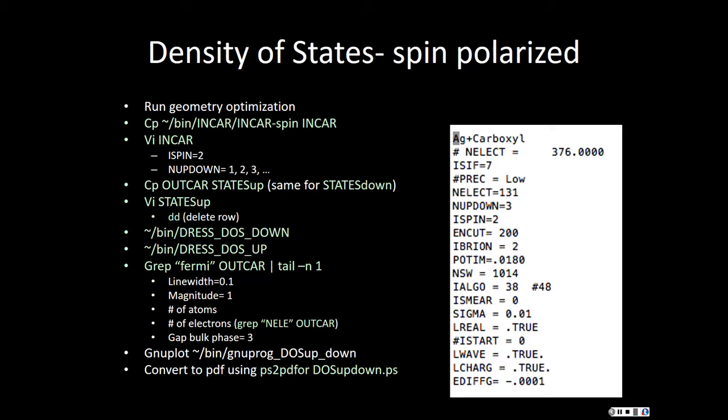So on the INCAR file, you see on the right-hand side, the main point here is ISPIN equal to 2. I'm not positive on this, but ISPIN of 1 would be no, and 2 is yes. Is that correct? Okay. And then your NUPDOWN, you want to change to 1, 2, 3. Changing it to 1, 2, 3, I took directly from Stephanie's presentation. That's correct.